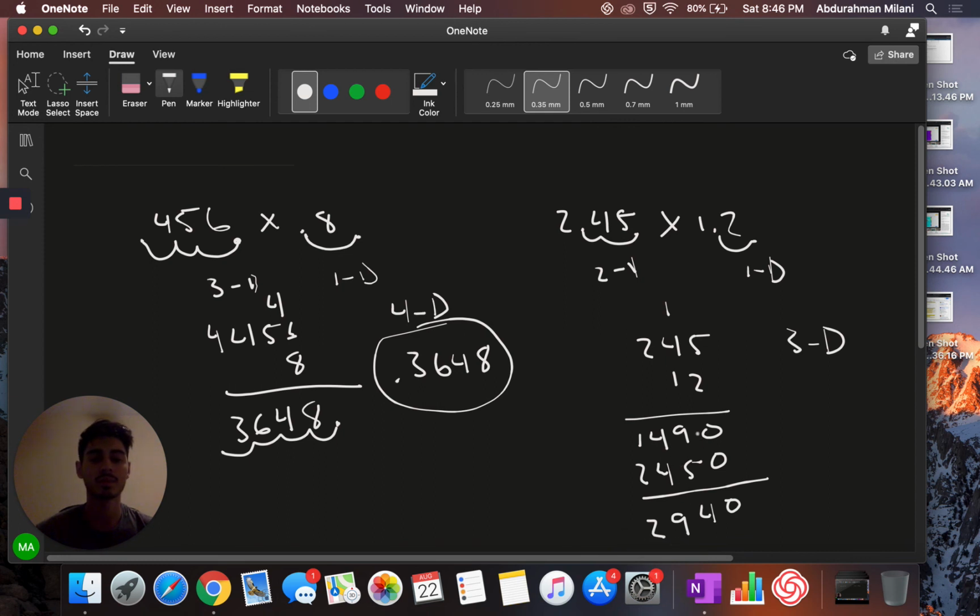So as you can see, 2,940. Don't get this part confused. It's right there. And then we have our 3 decimals at the end. So we're going to go 1, 2, and 3. So our answer, once we're done, should be 2.94. You don't really have to worry about the 0 as much when you're writing the final answer, as long as you get like the first 2.